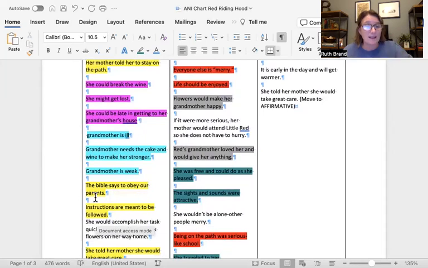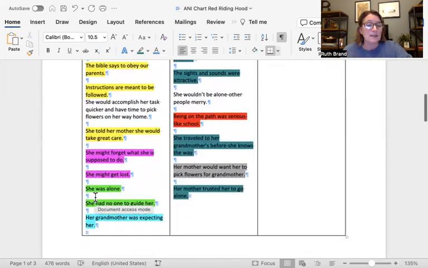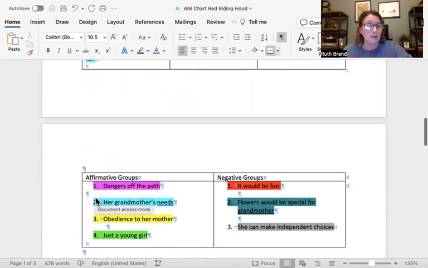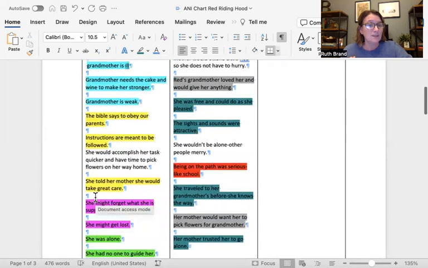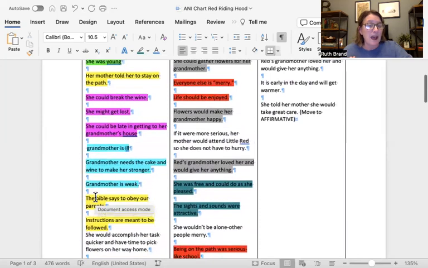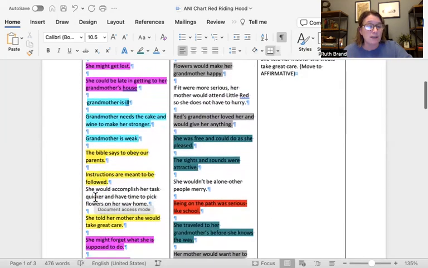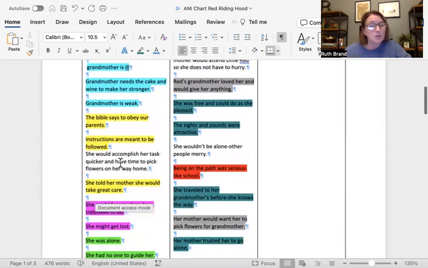So I highlighted it yellow and I gave it a name. The name I gave it was Obedience to Her Mother. Pretty simple. As I keep going down the list, I'm looking for anything else that sounds like obedience or following instructions. And sure enough, the next one was instructions are meant to be followed. So I lumped that right in with that group, obedience to your mother. Not sure what to do with that one.